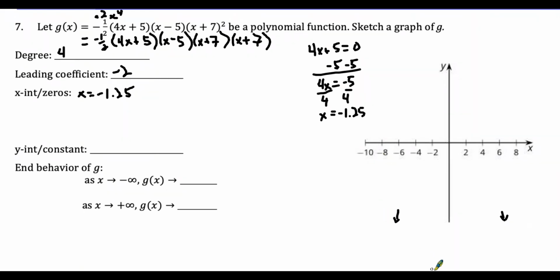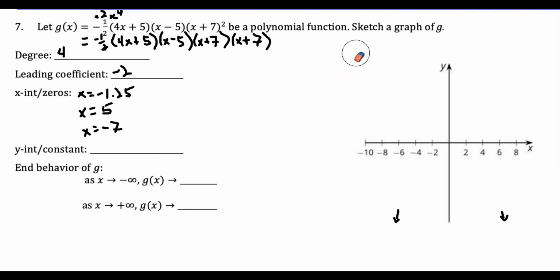Okay. Then I want to do the same thing with my other factors. Now these ones, again, we can write out x minus 5 equals 0, but these ones are a little bit easier to do in our head. This one would give me a 0 of positive 5, and then this one would give me a 0 of negative 7.